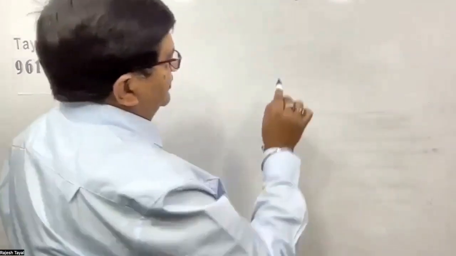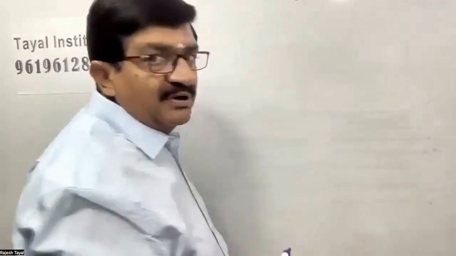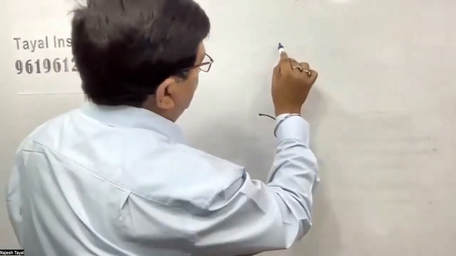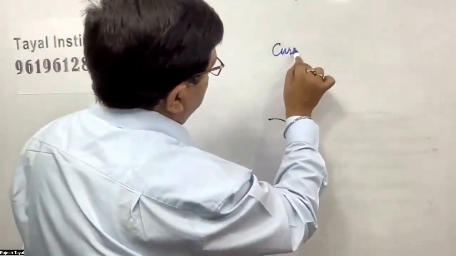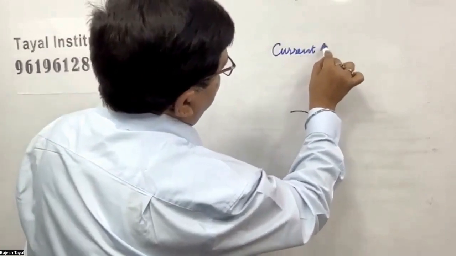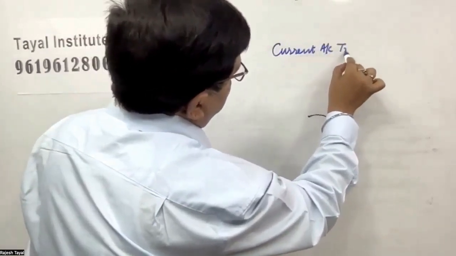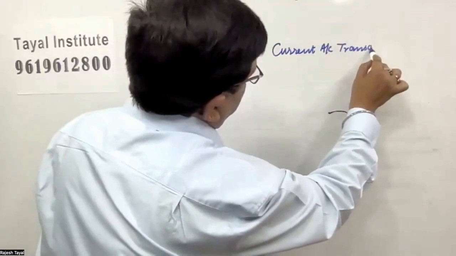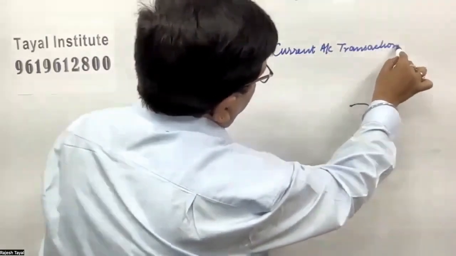So where did we stop in the last lecture? Or what is the agenda for today? Foreign exchange, that is current account transaction. In the last lecture, we were talking about current account transactions.